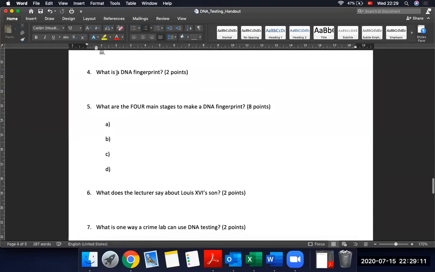And what is a DNA fingerprint? How does the lecturer explain a DNA fingerprint? What are four main stages to make a DNA fingerprint? So we understand that there are some stages in making a DNA fingerprint, and you need to write four main stages here.